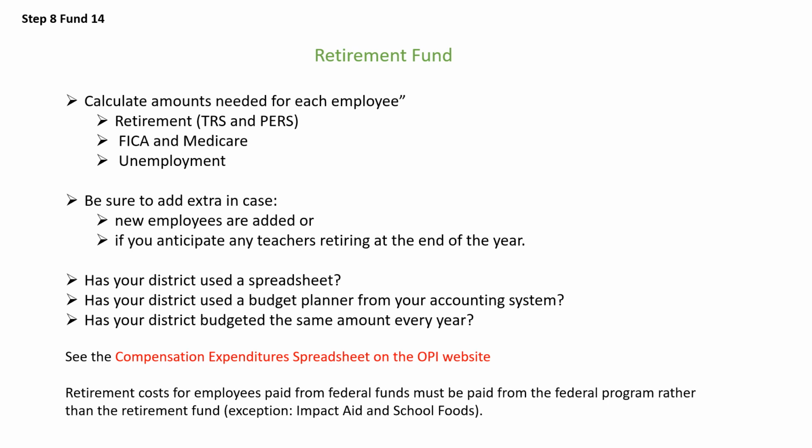Questions to ask: did your district use a spreadsheet previously, or has your district used a budget planner from your accounting system, or has your district budgeted the same amount every year? See the compensation expenditure spreadsheet on the OPI website. And retirement costs for employees paid from federal funds must be paid from the federal programs rather than the retirement fund, except for impact aid and school foods.